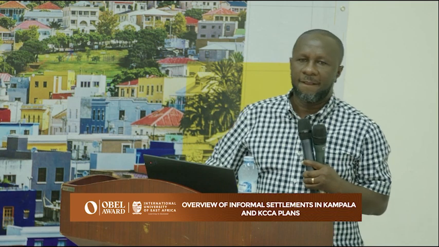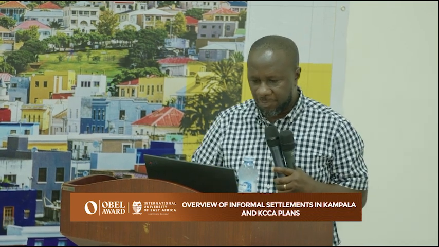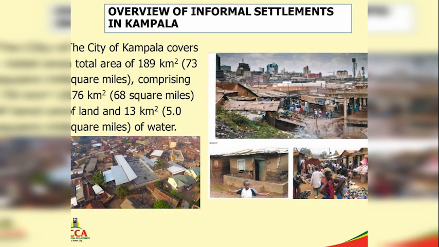Now I'll come to where we are interested in as students of this university. I'm now going to give you an overview of the informal settlements in Kampala. I started with the national, now I'm going to give the one in Kampala. Our city, Kampala, has a total area of 189 square kilometers. That's about 73 square miles. Of those, there are 168 square kilometers of land and 13 square kilometers of water.